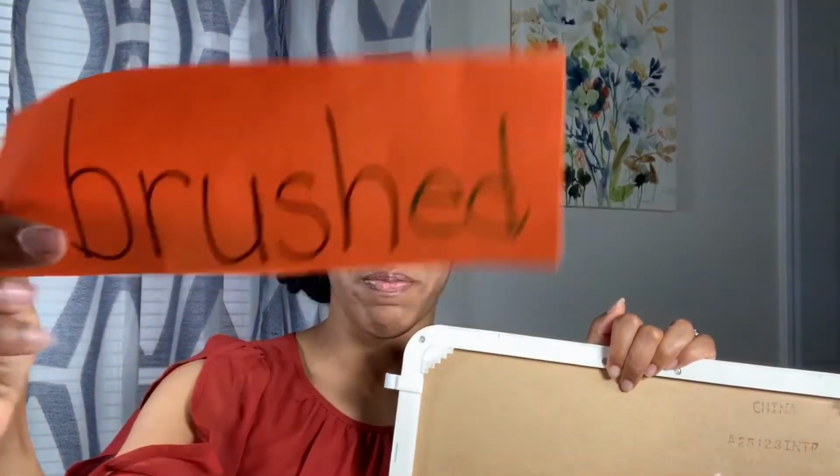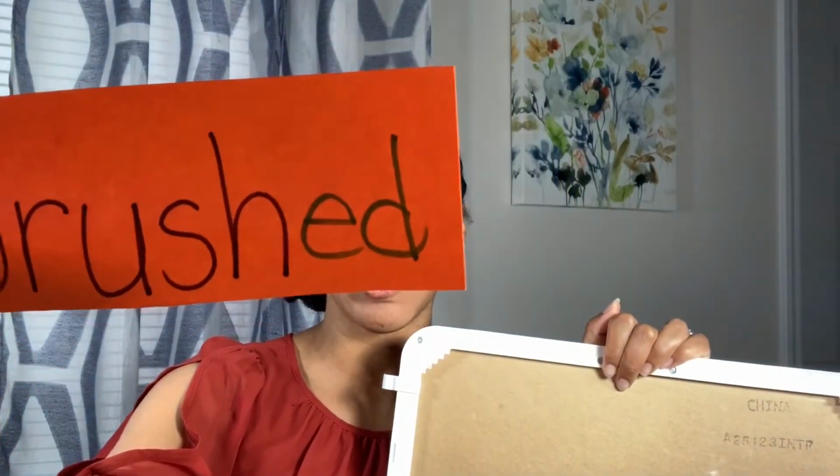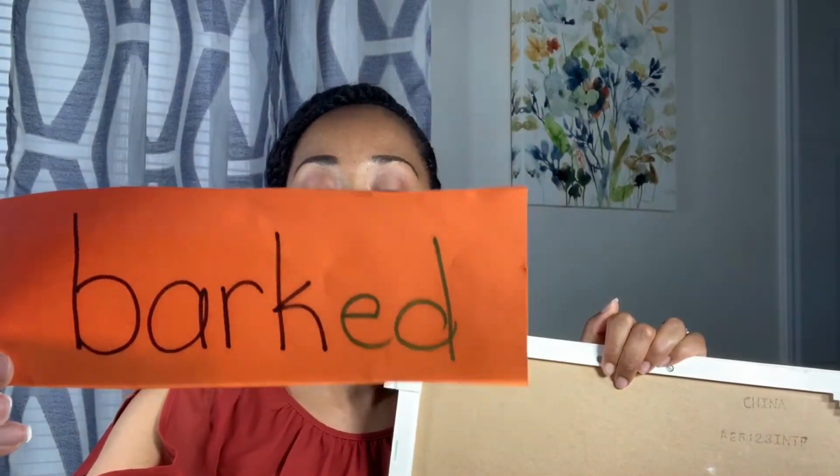And we know that ed can make three sounds. Sometimes ed says ed, sometimes ed says duh, sometimes ed says t. Now, in the word brushed, ed says t. In the word barked, ed says the sound t. And let's do another one.